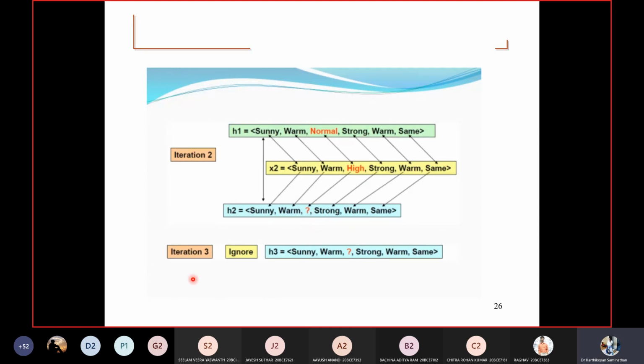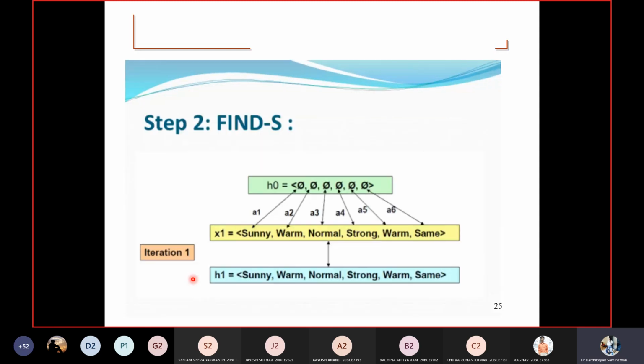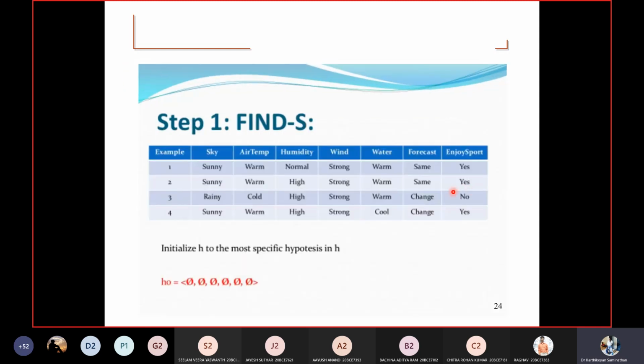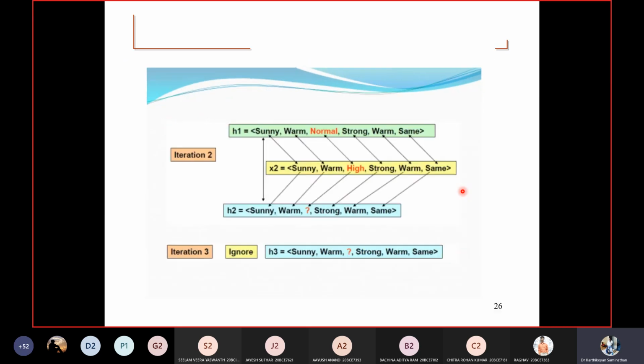Now the third one, step 3, iteration 3. Iteration 3 is a negative test case, which does not belong to the positive training data. So what I need to do is just ignore it. You keep the previous hypothesis as the same hypothesis here. H3 is nothing but H2: sunny, warm, question mark, strong, warm and same. Now iteration 4. Iteration 4 is positive. Find-S will work only for the positive examples, not for the negative examples.